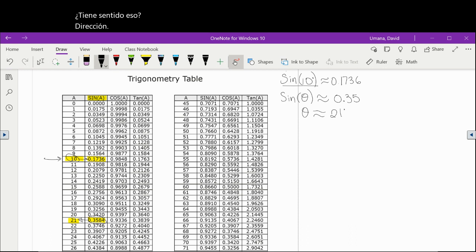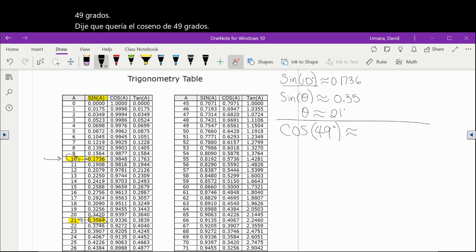Okay. So let's try one more. What if I say I want the cosine of 49 degrees? If I say I want the cosine of 49 degrees, how much is that? So because this says cosine, I have to look here. So how much is it if it's 49 degrees?